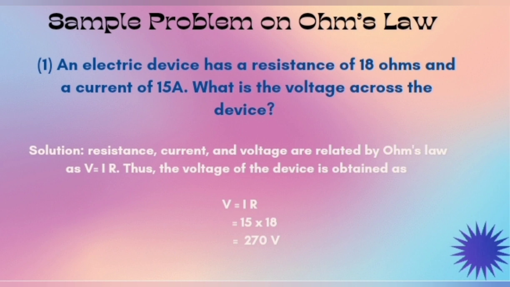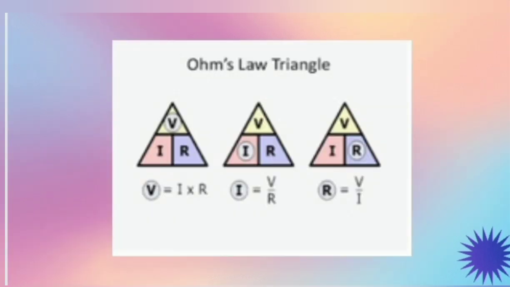270 volts. To easily understand the three formulas of Ohm's law, we can draw the Ohm's law triangle, V over I times R, where we can cover the letter we are looking to obtain the formula for. Example, if we are looking for V, voltage, then we cover the V. It is V equals I times R. For current, we cover the I, then it is V over R. While for resistance, we cover the R, and it will be V over the current.